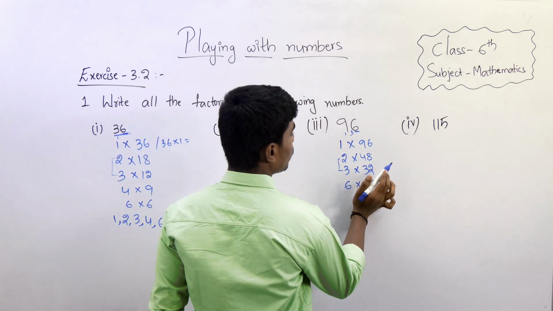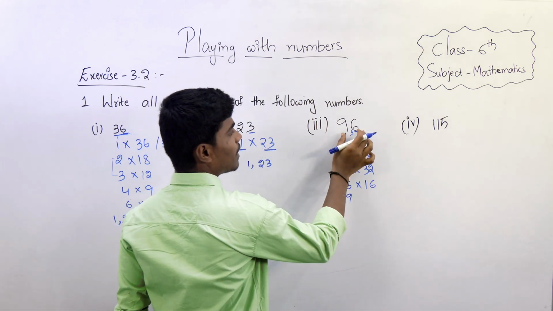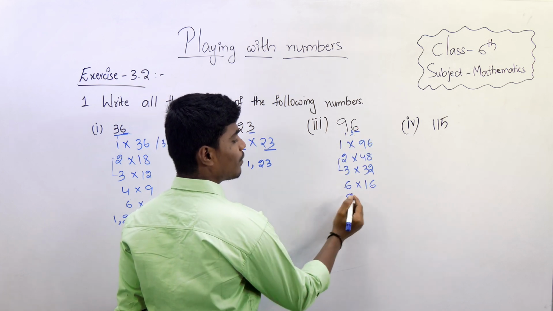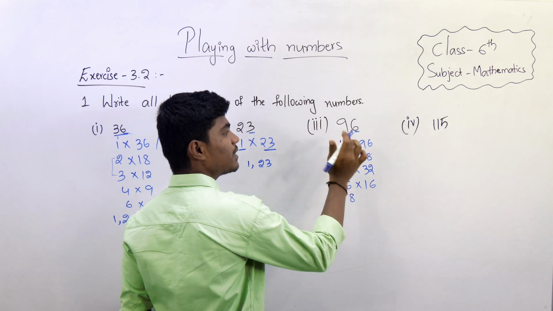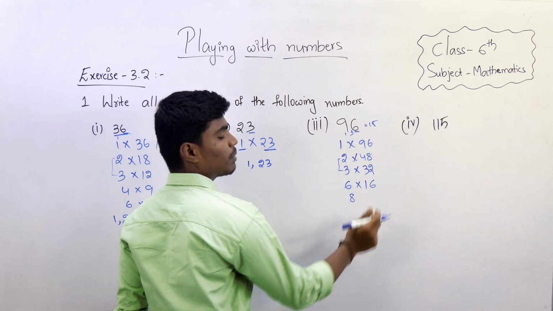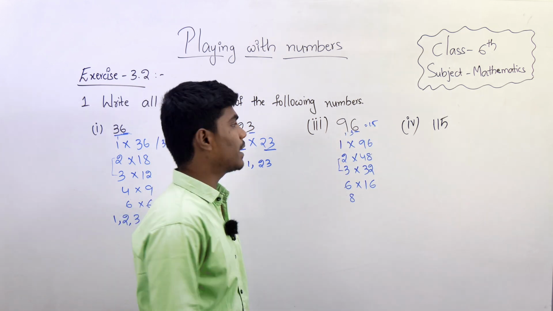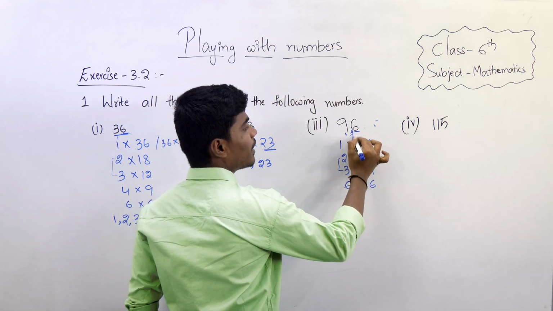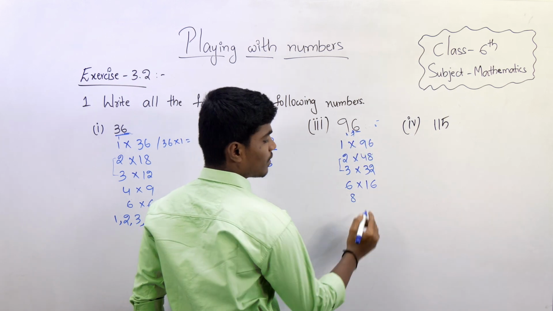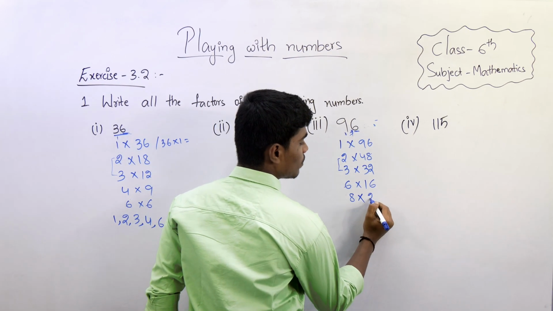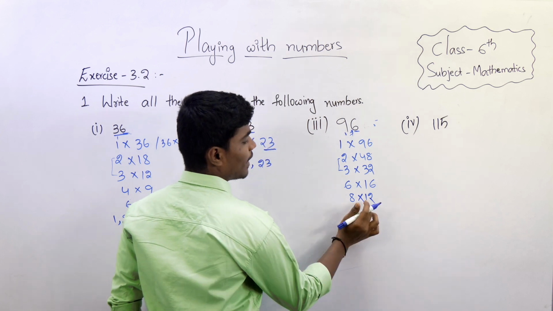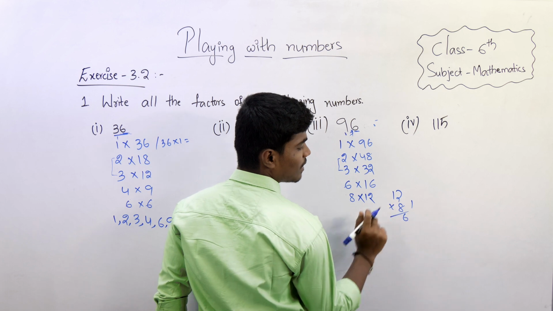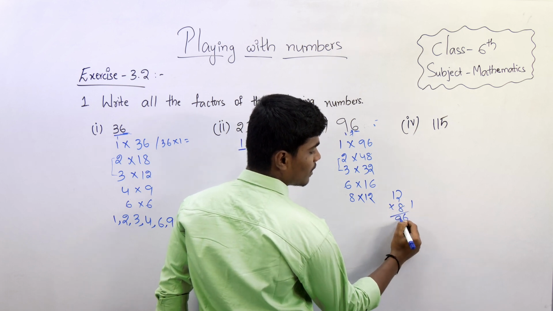Now let's check for 9. Is it divisible by 9? No, it is not divisible by 9. See, 9 plus 6 is 15, and 15 is not divisible by 9, so 96 is also not divisible by 9. Now 8. See, 8 ones are 8, 8 twos are 16. So 12 times 8: 8 twos are 16, 8 ones are 8, 8 plus 1 is 9. So 96.